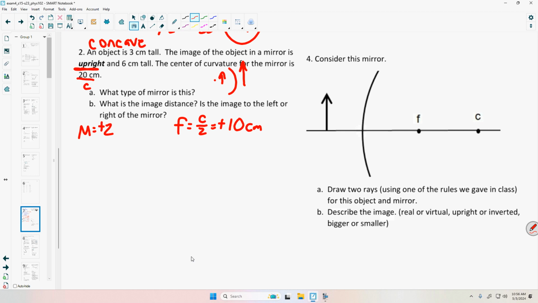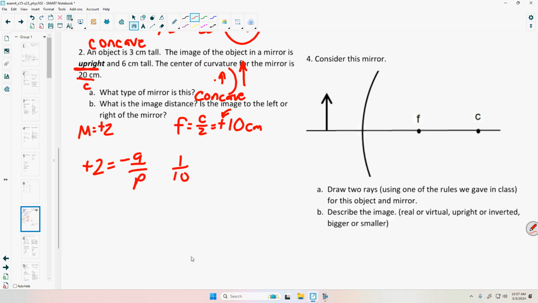So that's important, the type of mirror, because it tells us if the focal length is positive or negative. In this case, it was positive. I think I asked the question, what type of mirror is this? This is a concave mirror. But that's also important for the focal length to be positive or negative. Now, our next step is to find the image distance. I know that the magnification, which is positive 2, is equal to negative Q over P.